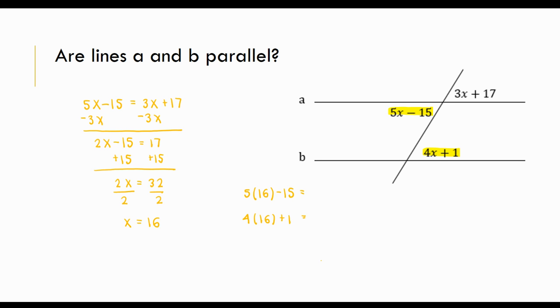So 5 times 16 is going to give us 80. When I subtract 15, I'll get a 65-degree angle. Well, 4 times 16 is 64. When I add 1, I'll get a 65-degree angle. So because I know that those are alternate interior and I have now congruent angles, are these lines parallel? I'm going to say yes. And this is because when alternate interior angles are congruent, that then gives us parallel lines.